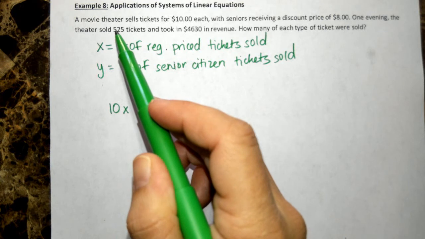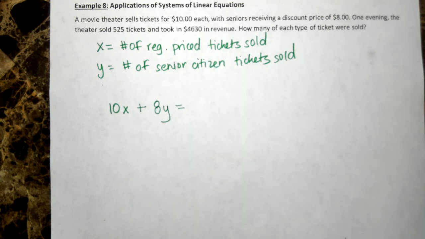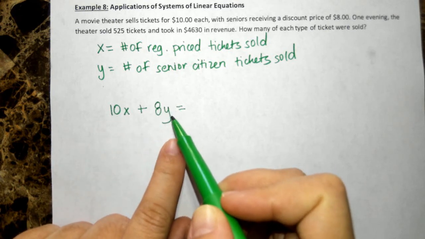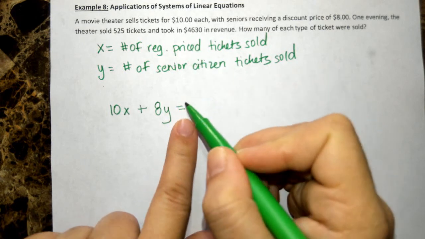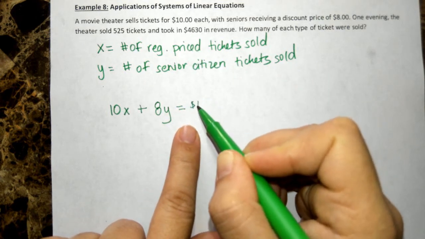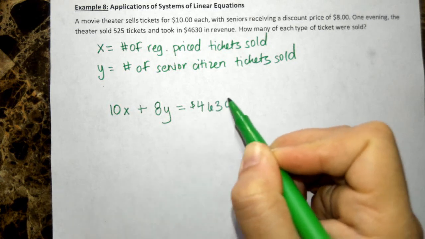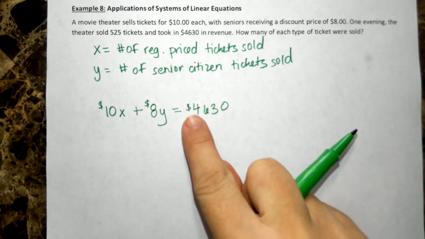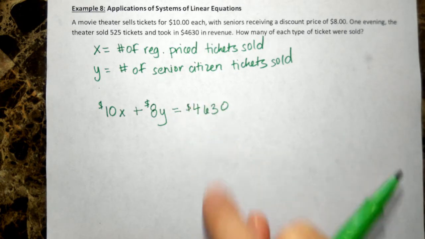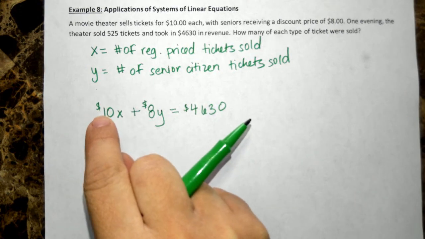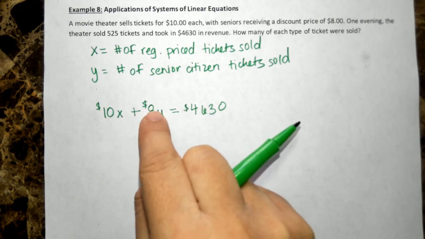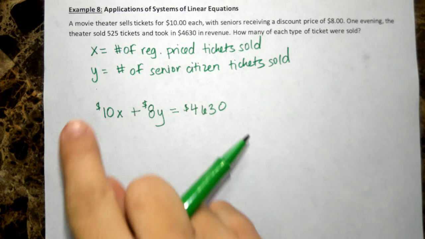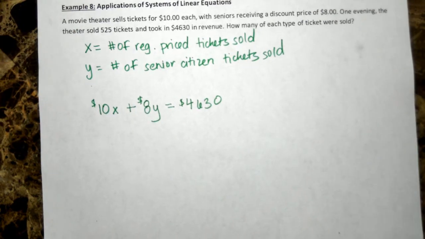Do we set it equal to 525 or $4,630? Let's look at what we're talking about. We're talking about money. $10 for every ticket plus $8 for every senior ticket equals $4,630. The units have to match. Money, money, money. A lot of people will make the mistake of setting this equal to 525, and that is not true. We're talking about money here. $10 for every ticket that was sold regular price plus $8 that was sold for every senior is equal to $4,630 total. Money, money, money. The units match up. Okay, so there's our first equation.